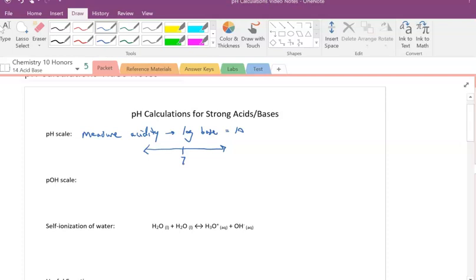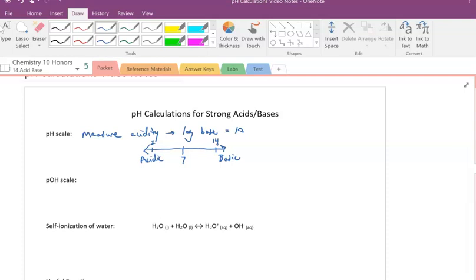Anything that's less than 7 we consider acidic. Anything that's greater than 7 is basic. Now, typically for the purposes of our class, we'll look at things that range from 1 up to 14 as kind of the normal range that we'll see things. But obviously the scale extends in either direction quite a bit.